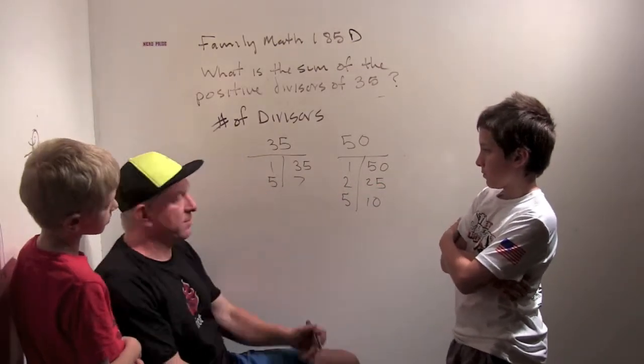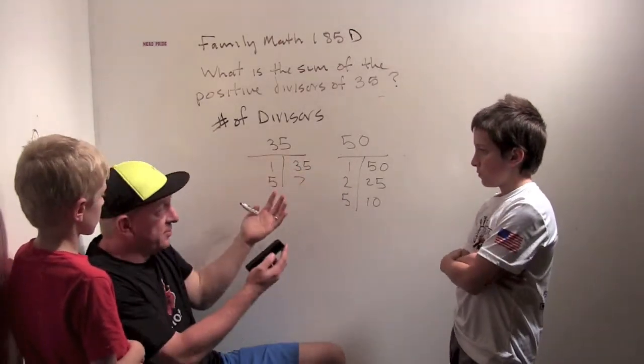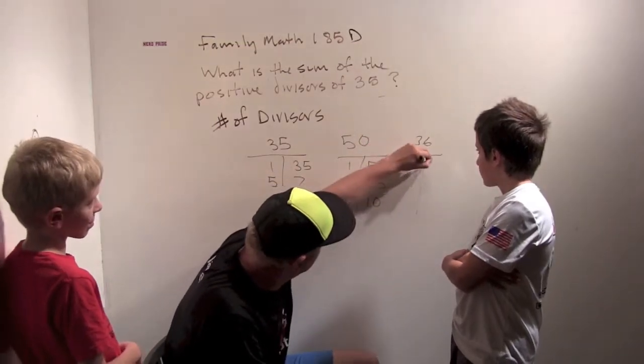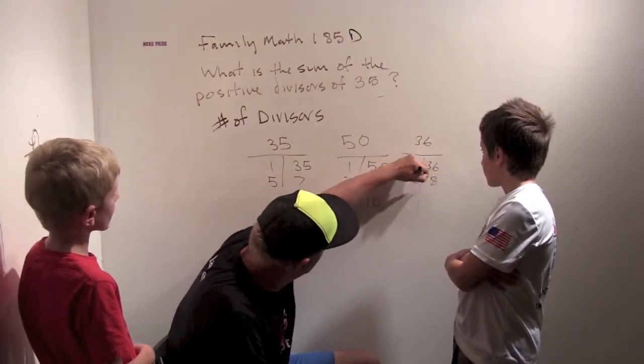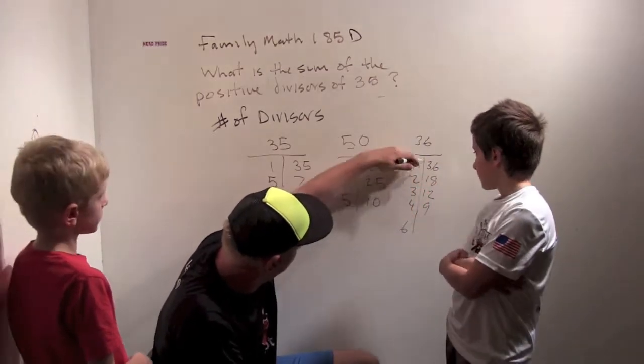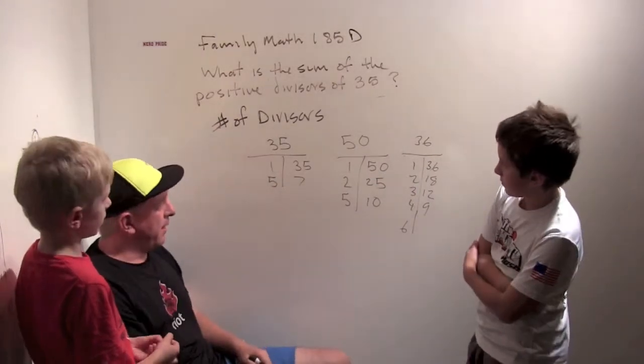So it's interesting to try to figure out how many divisors there are. For 36, we had 1 and 36, 2 and 18, 3 and 12, 4 and 9, and then 6. So we actually had 2, 4, 6, 8, 9 divisors for 36. So, I see a way to do this.